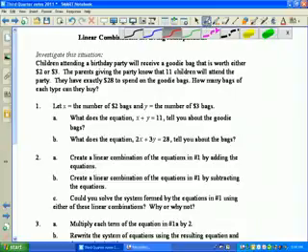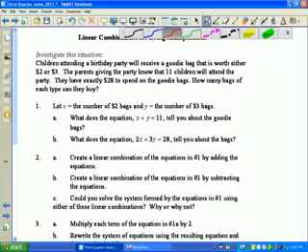So here's the situation. Again, anytime you do word problems, you want to pull information out. Children attending a birthday party will receive a goodie bag that's worth either $2 or $3. The parents giving the party know that 11 children will attend the party. They have exactly $28 to spend on the goodie bags. How many bags of each type can they buy?